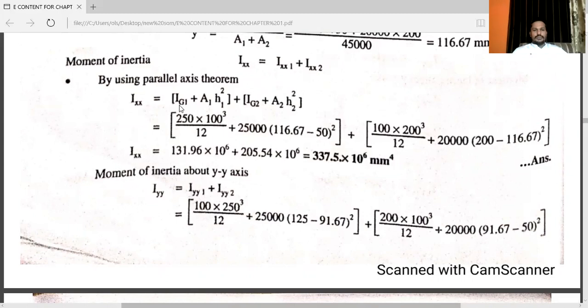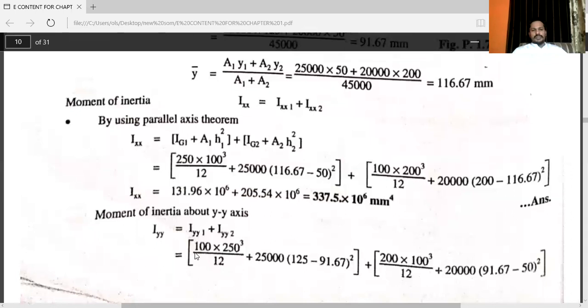Ig. See, in the first case, we have to consider x-axis. In the second case, we have to consider y-axis. So the changes will be there. Now here, the base will be 100, depth will be 250. So the formula will be 100 into 250 cube by 12.